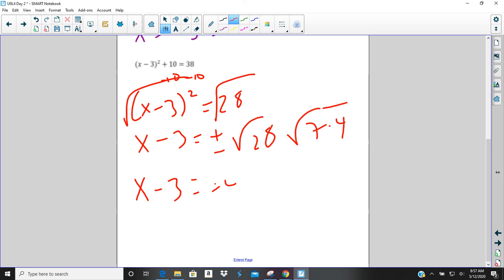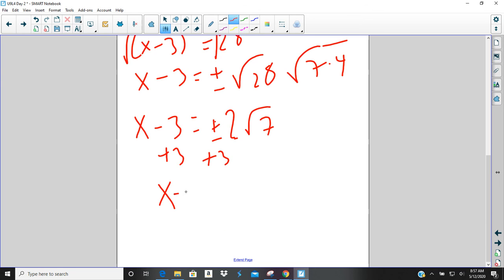We're left with x minus 3 equals plus or minus 4 radical, I said 4, I mean 2, radical 7. The square root of 4 is 2, left with radical 7. Now I'm going to add 3 to both sides, and my final answer is x equals 3 plus or minus 2 square root of 7, and I'm done. I can't do anything else.